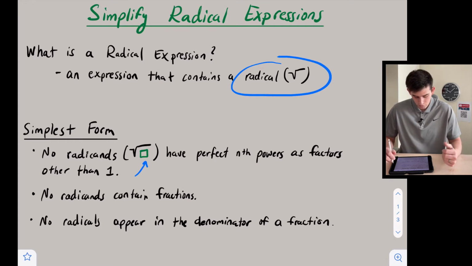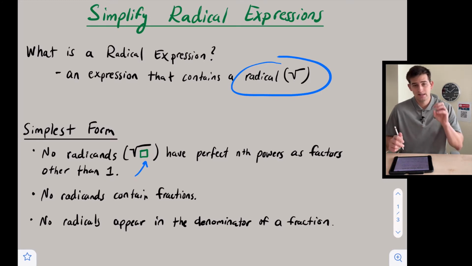Number two, no radicands contain fractions. So if we have a radicand that's a fraction, we can split up our radical and take the root of the top and the root of the bottom, or the square root of the numerator and the square root of the denominator. We'll take a look at an example like that.